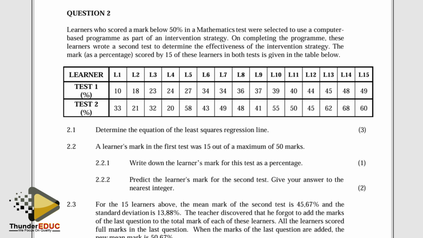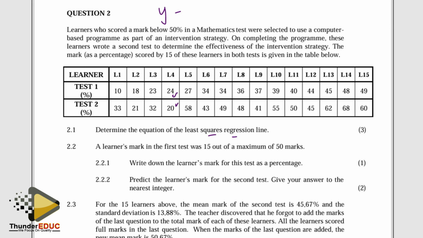Okay, from the observation, we can see that the test 1 marks are very low and test 2 marks are improving. As much as we cannot fail to get people that drop, overall there is an improvement. Then they want us to find the equation of the least square regression line.